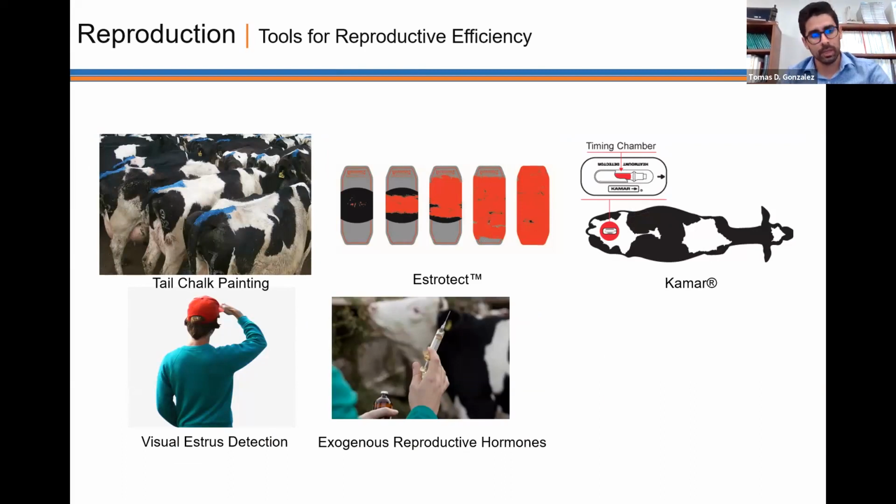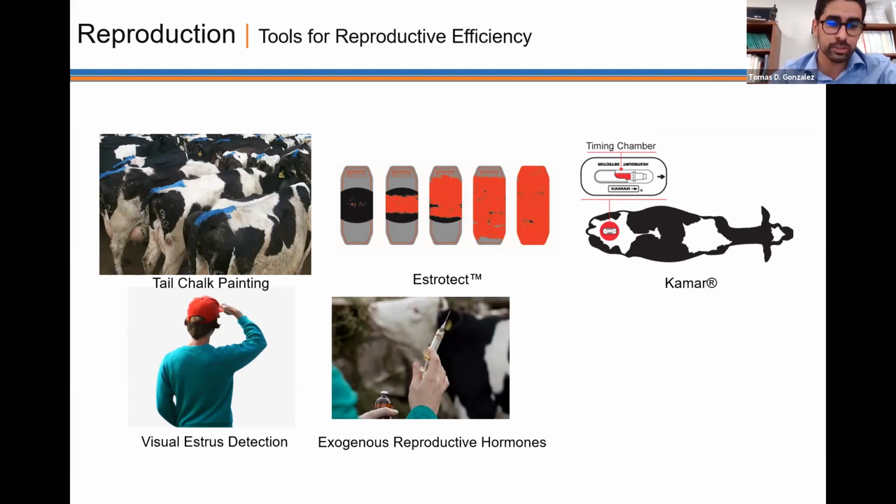You can have tail chalk painting, Estrotect, and KaMaR; these three work on the same concept. When a cow is in heat, she will be mounted by another cow, and this movement, this interaction, is going to release or change the pattern of these tools. For example, the chalk is going to be removed, and Estrotect is going to change color, as well as the KaMaR.